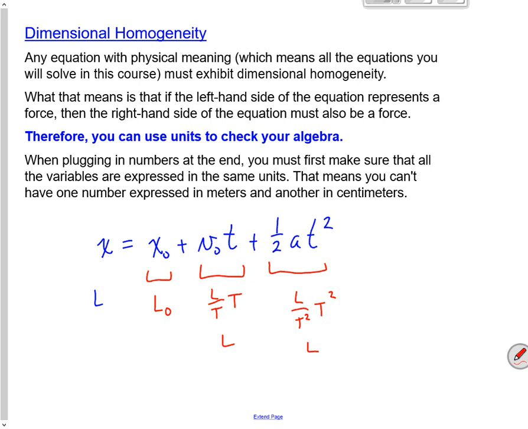If you're doing some complicated problem and there's a whole lot of algebra involved, don't plug the numbers in and try and figure it out. Just figure out what your dimensions are and make sure that they're correct at the end of all your algebraic manipulations.